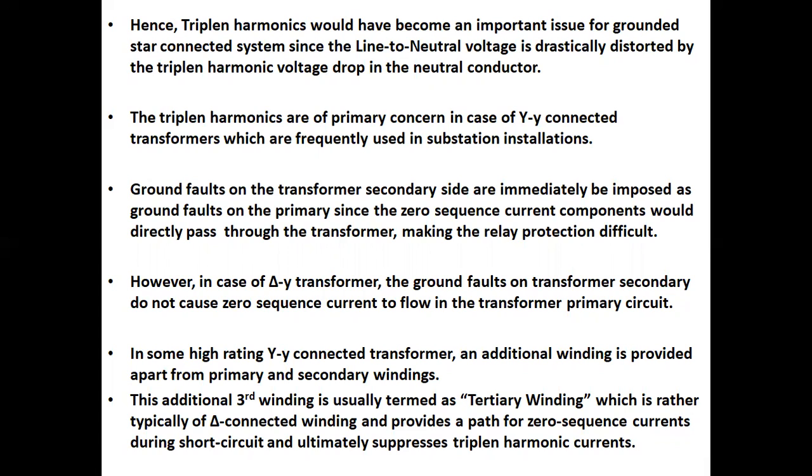However, in the case of a delta star transformer, ground faults on the transformer secondary do not cause zero sequence current to flow in the transformer primary circuit. In some high rating star-star connected transformers, an additional winding is provided apart from the primary and secondary windings. This additional third winding is usually termed the tertiary winding, which is typically a delta connected winding and provides a path for zero sequence currents during short circuit and ultimately suppresses triplen harmonic currents.